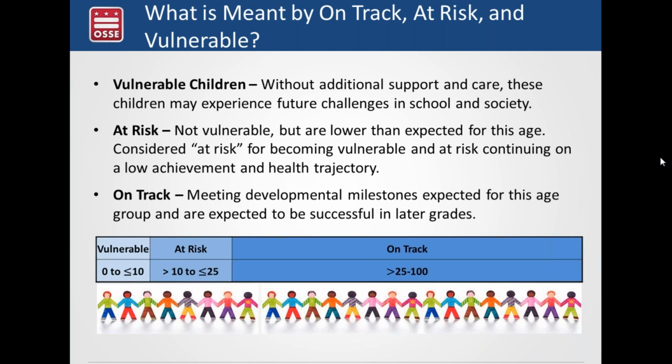Children who are found to be at risk on the EDI aren't vulnerable yet, so they're not quite there yet, which is a good thing, but they are lower than expected for that age range. They're considered at risk for becoming vulnerable. Children who are on track are meeting developmental milestones expected for this age group and are expected to be successful in later grades. I think I'll save some of the statistics for if there's time for questions, in terms of how we do norm this with population cutoffs as opposed to a criterion reference method, but I'll leave it at that. If we have time at the end and some of you like statistics or want to know about that, please ask. Next slide.